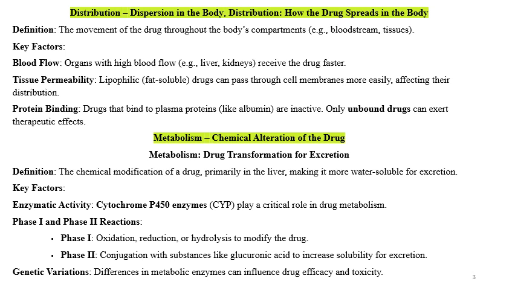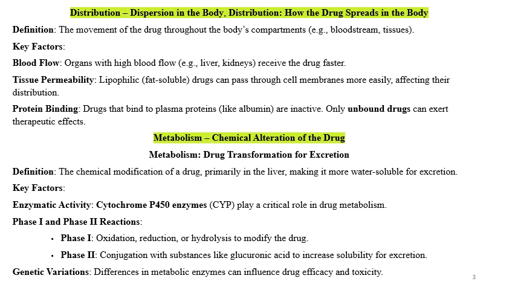Now coming to the metabolism. Metabolism is chemical alteration of the drug. The drug gets transformed before excretion. Some drugs may get metabolized at a faster rate. Some may get metabolized at a slower rate. Many factors affect the drug metabolism. Metabolism is the chemical modification of the drug primarily in the liver, making it more water soluble for excretion.